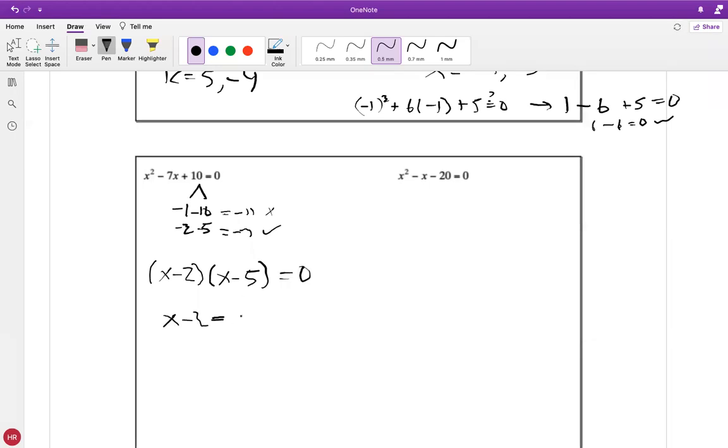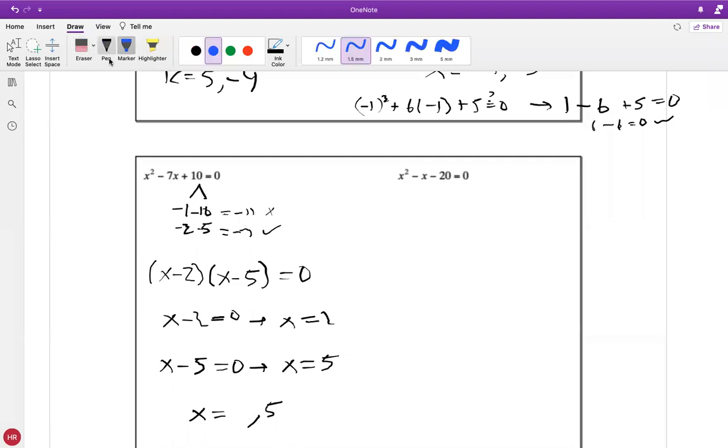If x minus 2 is 0, then x equals 2. And if x minus 5 equals 0, then x equals 5. So my two possible answers are x equals 2 and x equals 5. And I will leave the checking of these answers to you. What I mean by checking them is go back up to the original problem and plug in 2 and see if you get 0. And then plug in 5 and see if you get 0.